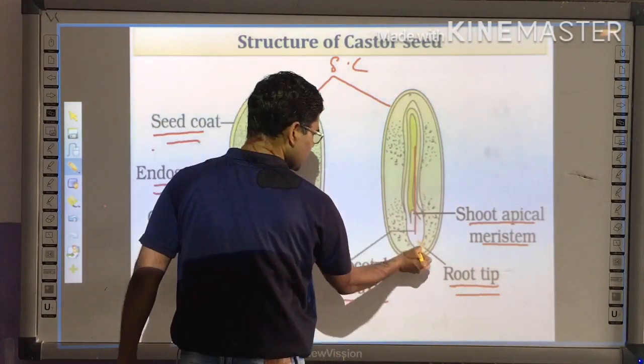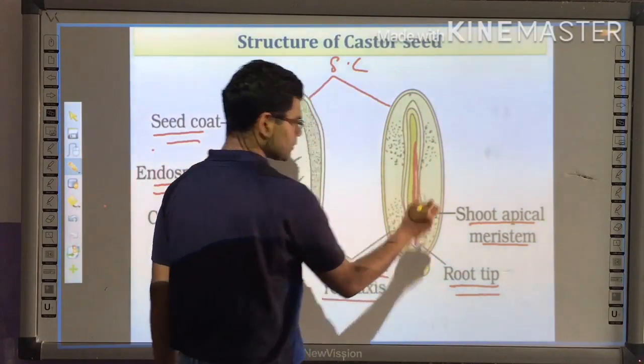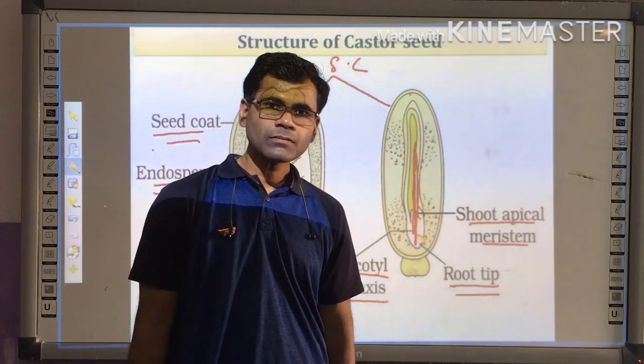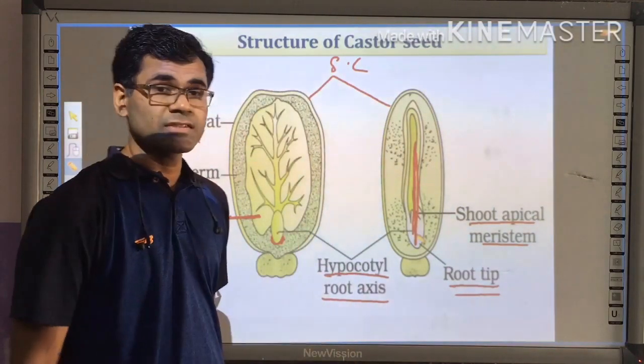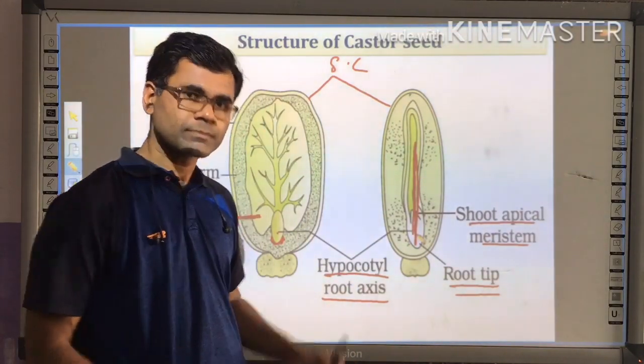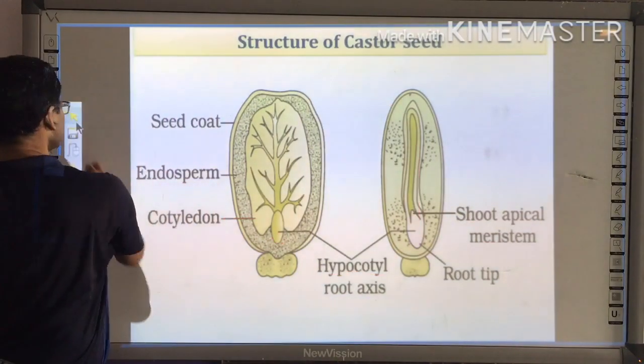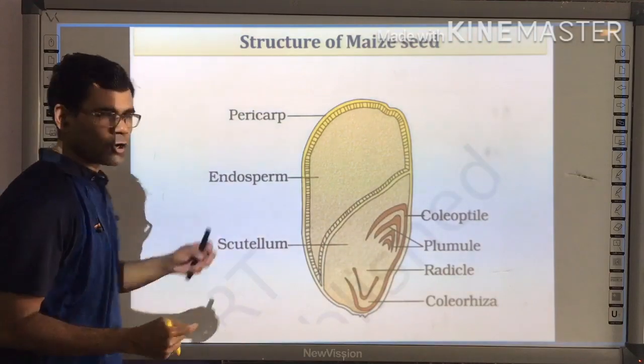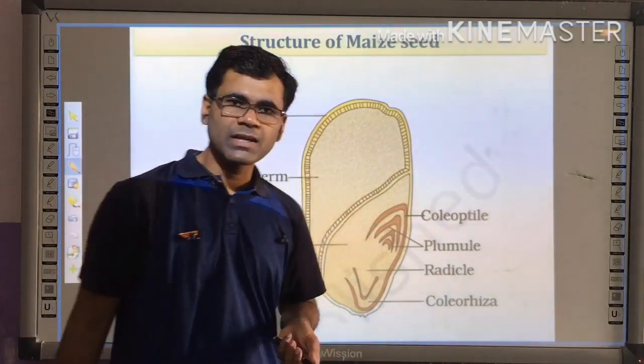So this is the embryonic axis of castor seeds. Okay, let's have a look. Another diagram. A very important and already discussed structure in class 11th.